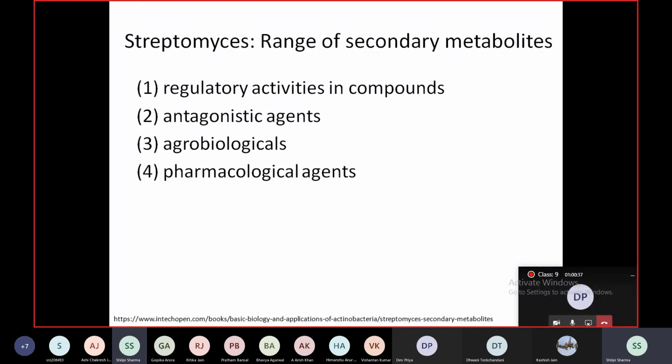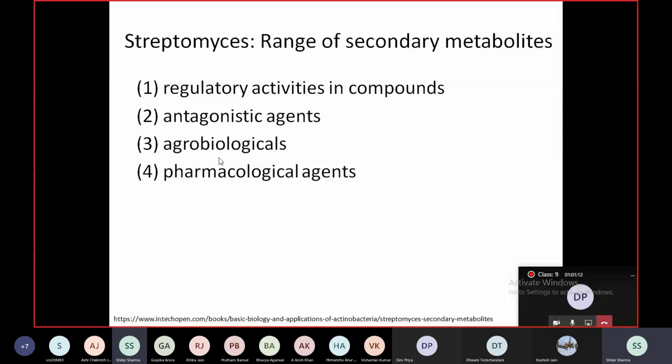Streptomyces, the genus, is the most economically important one for production of a lot of secondary metabolites, especially, like I said, antibiotics. These can be divided into various classes. For example, they secrete some regulatory compounds which include some growth factors. Then they also secrete some antagonistic compounds which can be used against, for example, protozoans or bacteria or fungi, or even antivirals.